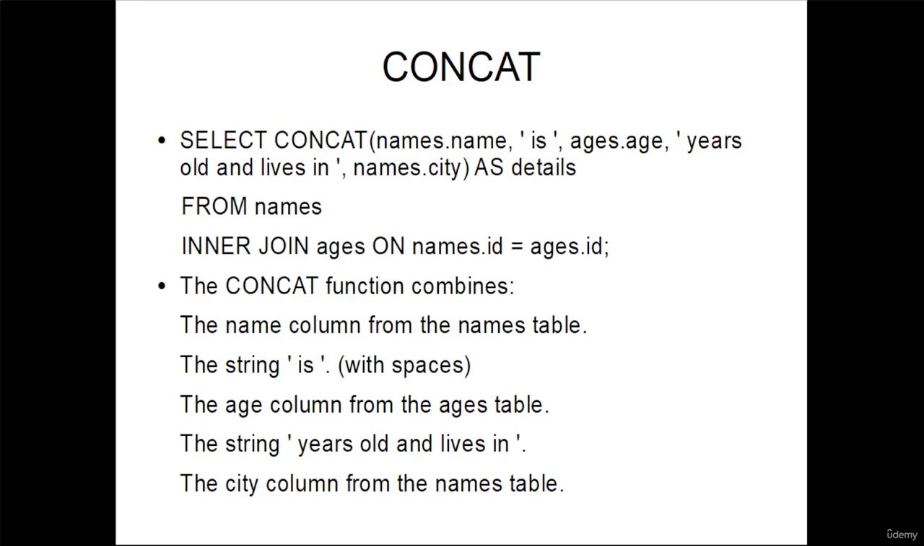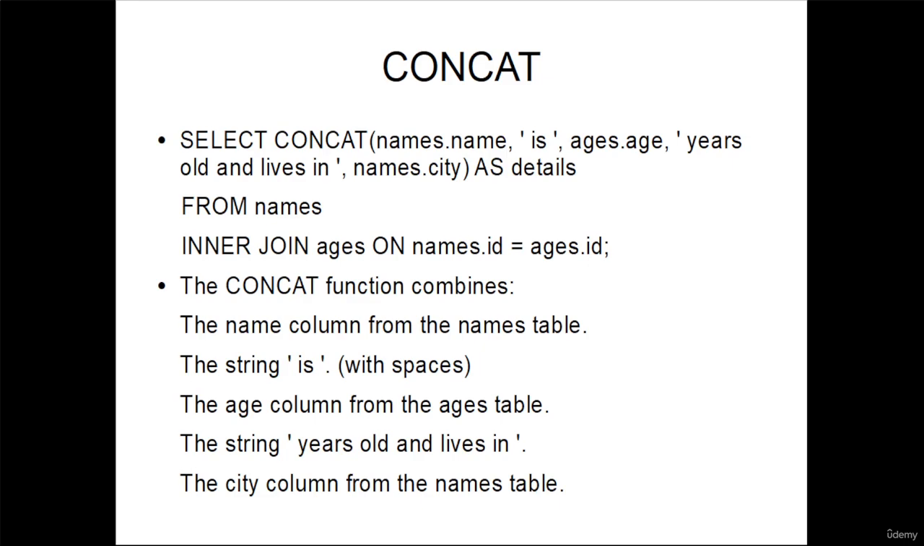The query uses the concat function to combine multiple strings and column values into a single, readable output string. It joins data from two tables, names and ages, to create a descriptive sentence about each person, including their name, age, and city of residence. It creates a single string for each row, forming a sentence like, Alice is 25 years old and lives in New York. It names the output column details using the AS keyword for clarity.